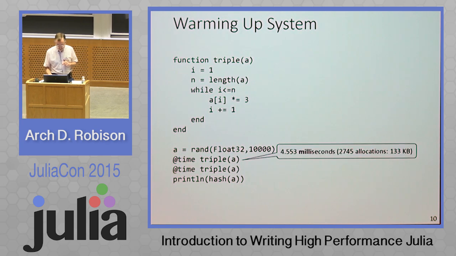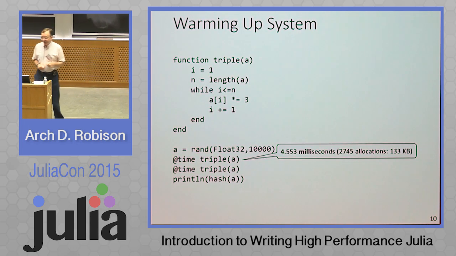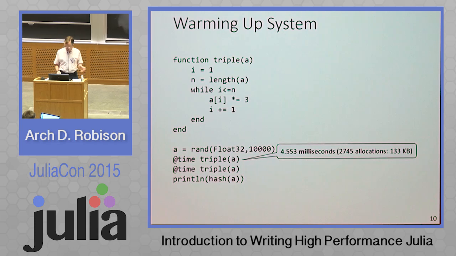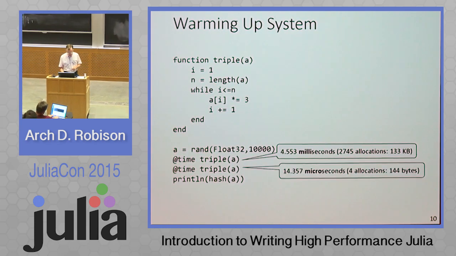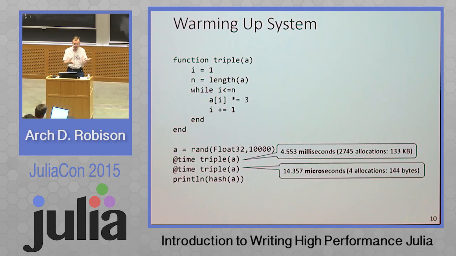The first time I time it, I get about 4 milliseconds, which, if you go through the math, is actually a horrible flop rate. If I run it the second time, I'm down to 14 microseconds. The first time through, all I was doing was timing how long it took the just-in-time compiler to compile the function. And there could also be some cache effects here, too.